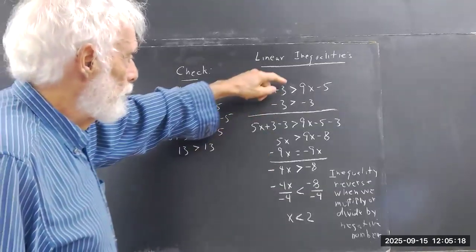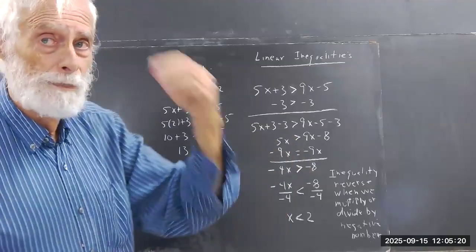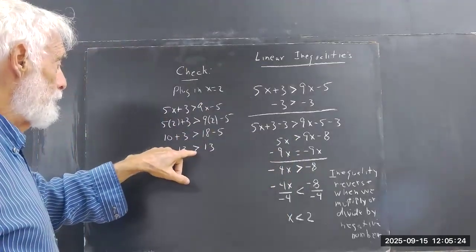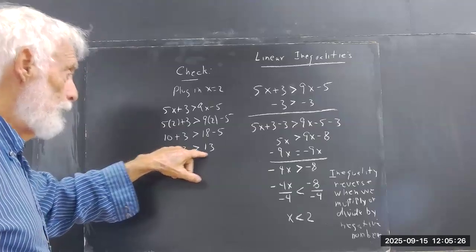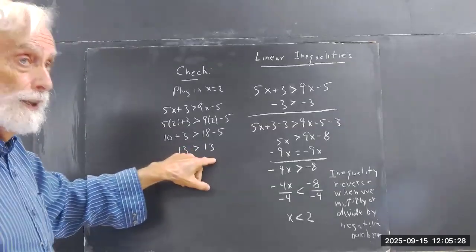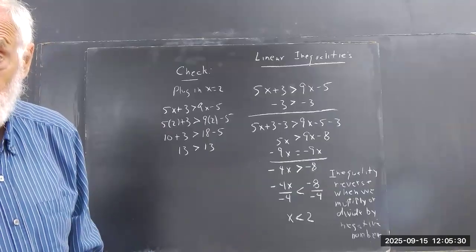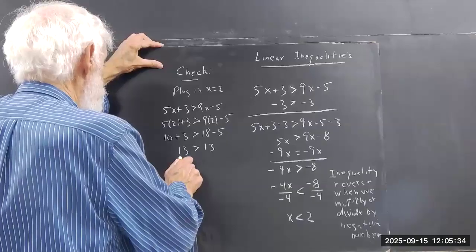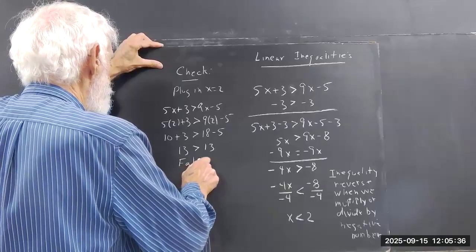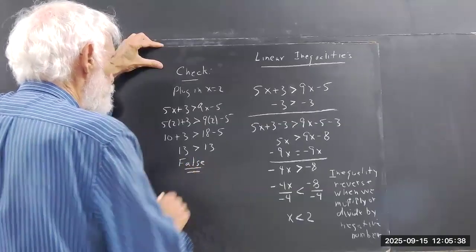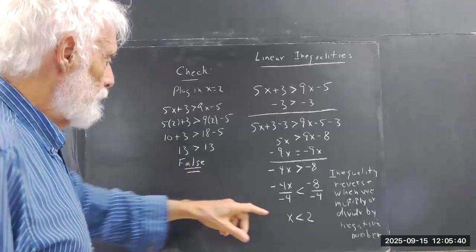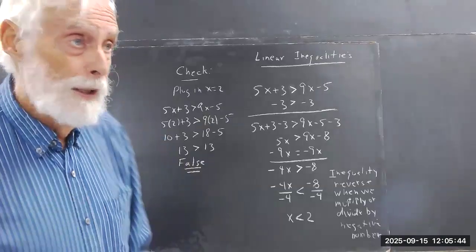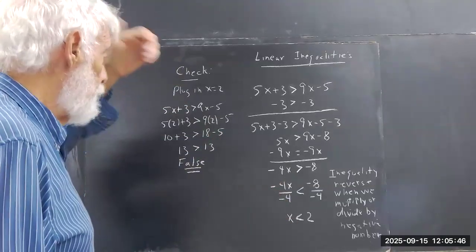Now, if this had been a greater than or equal to sign, then we'd have had 13 greater than or equal to 13. And since 13 equals 13, it would be true. But 13 is not greater than itself. This is false. Well, we said that x has to be less than 2. x can't be 2. If x was 2, this thing is false.